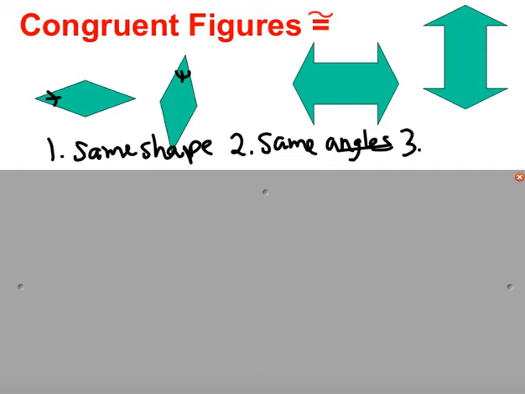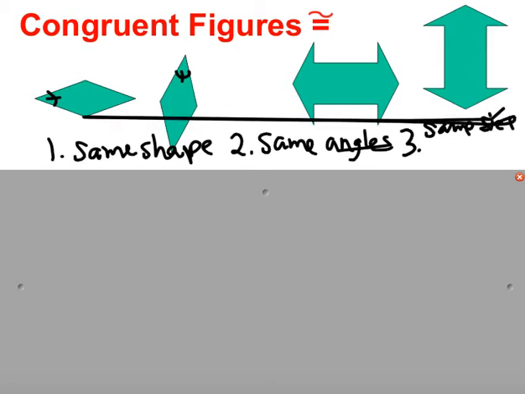And 3, we have the same side lengths, meaning that if this side is the same as this side, and this one's the same as this one, and so on and so forth, all of the side lengths are the same, so they're the same size. When we go to name them, we would say maybe this is ABCD. We'd say ABCD is congruent to WXYZ, and we would put this symbol in between them.